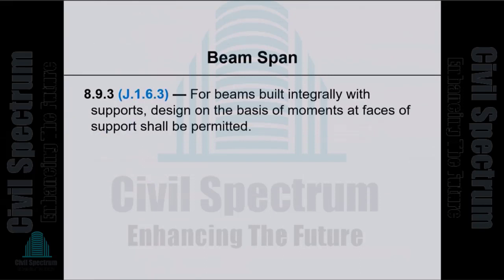For beams built integrally with supports, design on the basis of moments at faces of support shall be permitted. This is what we do all the time. The joints are treated as so-called rigid zones. We calculate beam moments at the faces of the columns, and we design on that basis.